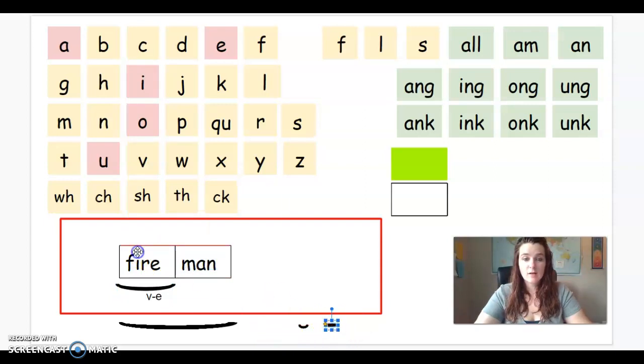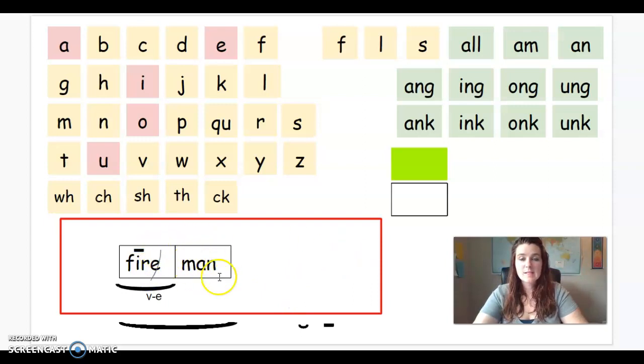Let's see, is this a long I? Does it say I? It sure does. This is a long I, so I put a macron. Do we hear this final E, this magic E? No, so we need to cross it out. Okay, cross out our final E. So this is a vowel consonant E syllable.